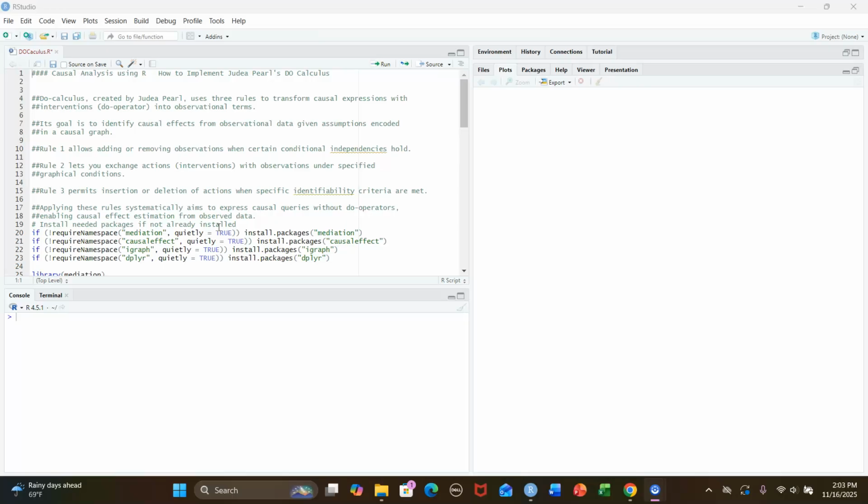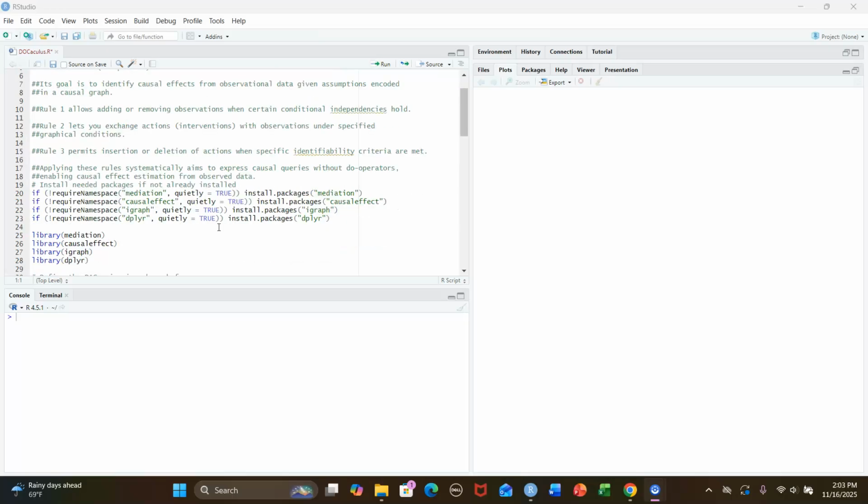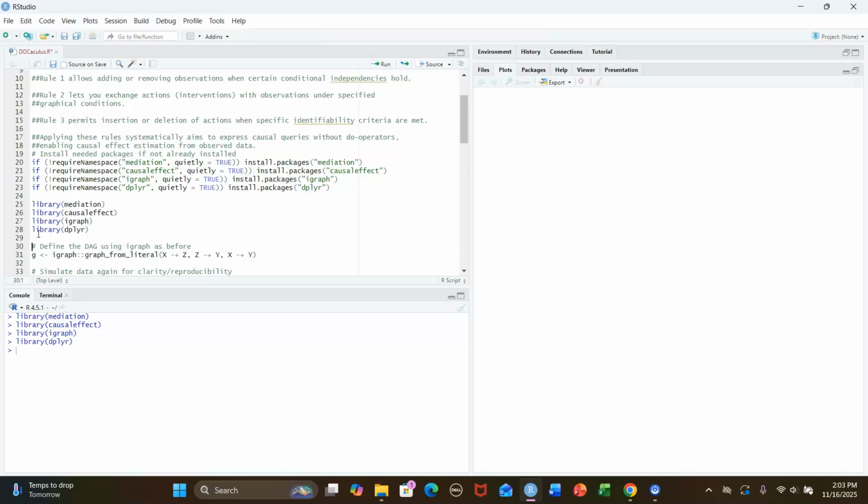So first, let's load some libraries. We need causaleffect, and we need igraph, and we need mediation because we do want to demonstrate how to do mediational analysis. And then we have dplyr to do some calculation using data frames. So first we can load these four packages.